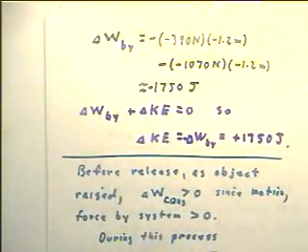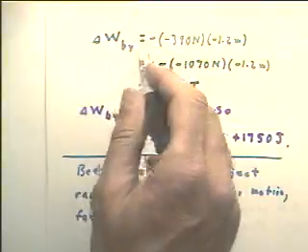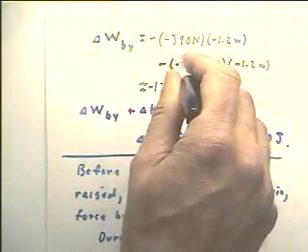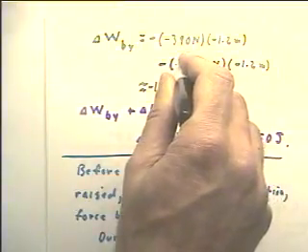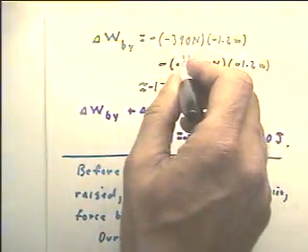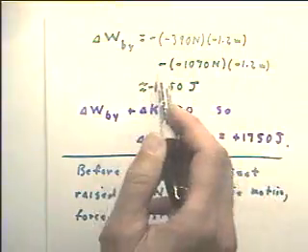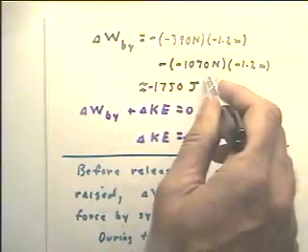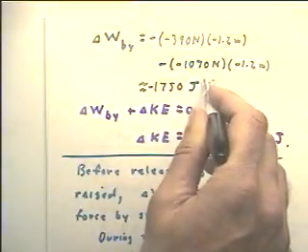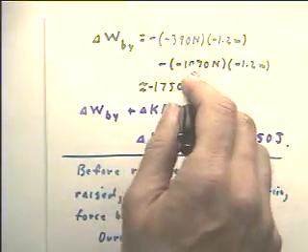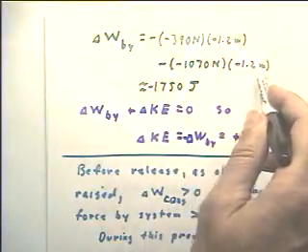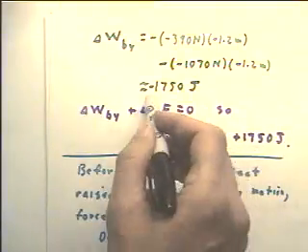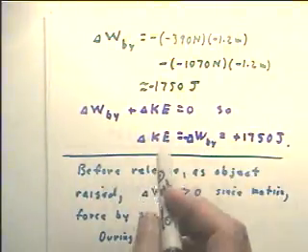Now the work done by the system will then be the negative of the average force exerted by the spring on the system, which is this, times the displacement, and then minus the force exerted by gravity on the system, which is the force exerted by the system against gravity, times the negative 1.2 meters. In any case, we see that the system does negative 1,750 joules of work.